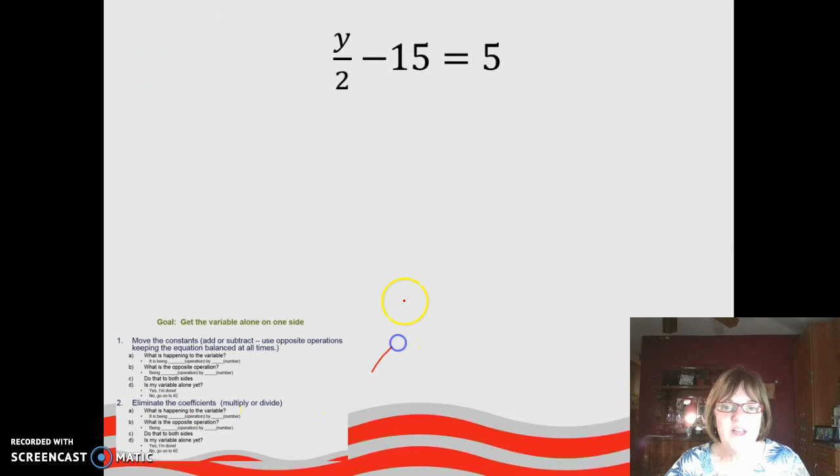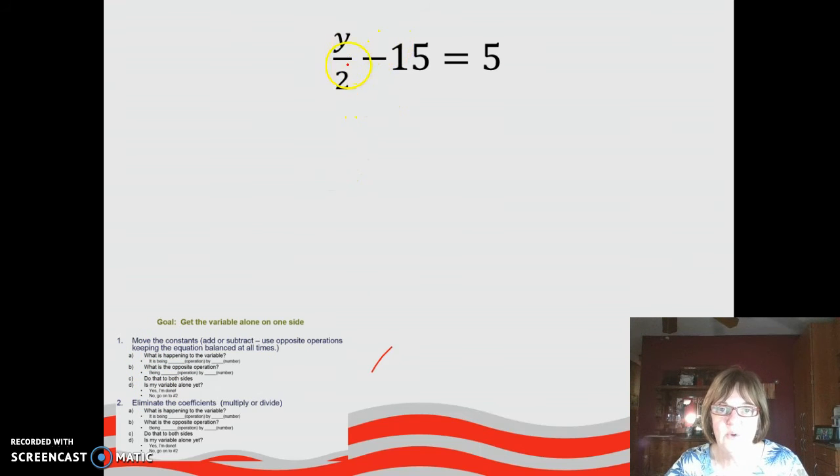Okay, so we're going to do another problem. This one's slightly different in that y, our variable, is being divided this time, instead of being multiplied like the last couple we did. So we have the same steps though. Move the constants, meaning add or subtract, use the opposite operations, keeping the equation balanced at all times. So we're going to ask the same exact questions.